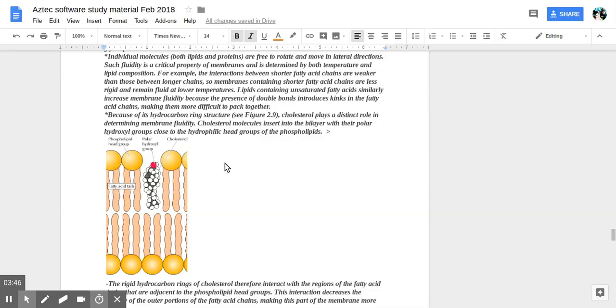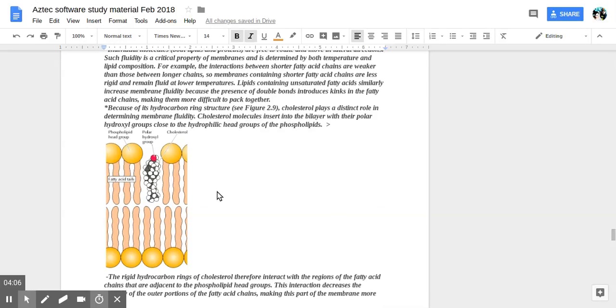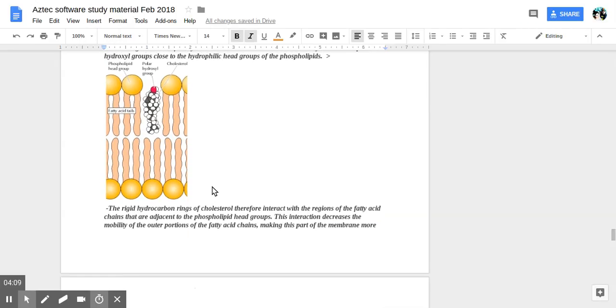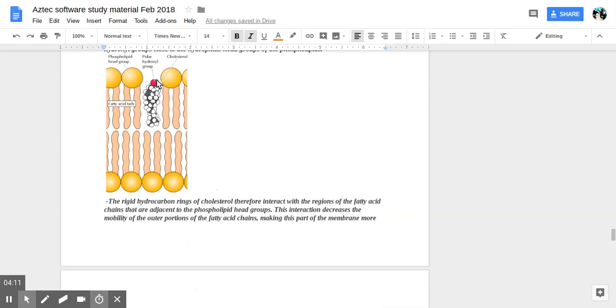Because of its hydrocarbon ring structure, cholesterol plays a distinct role in determining membrane fluidity. Cholesterol molecules insert into the bilayer with their polar hydroxyl groups close to the hydrophilic heads of the phospholipid molecules of the bilayer. So it's here showing the polar hydroxyl group of the cholesterol molecule, which is in black and white, and the other molecules are the phospholipids in their bilayer structure.